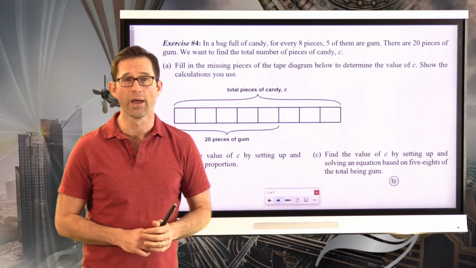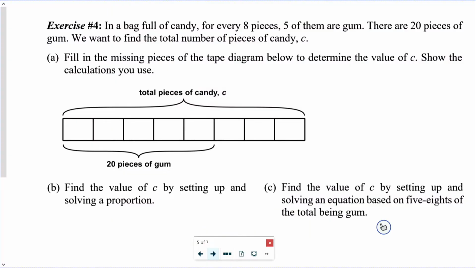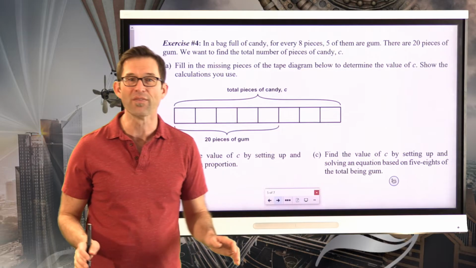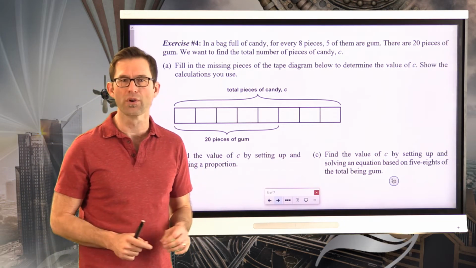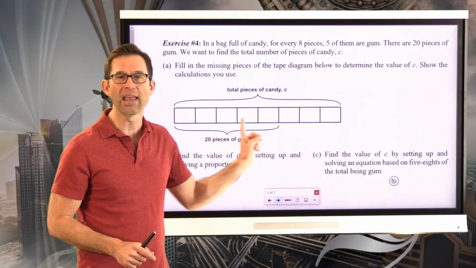So let's take a look at letter A. Fill in the missing pieces of the tape diagram below to determine the value of C. Show the calculations you used. All right, this is really cool. It's almost the inverse or the opposite of what we were doing before. We have 8 sections.